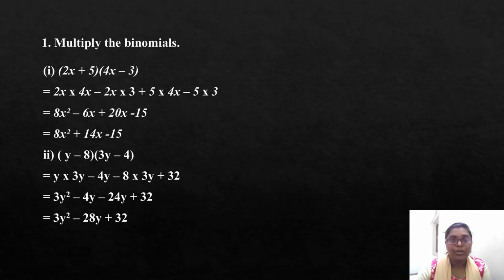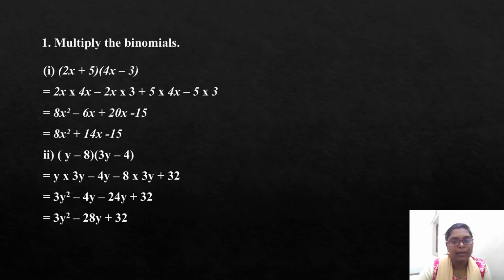In the previous exercise we saw multiplication of monomials. Monomial means it is having only one term. Binomial means it is having two terms. So if you see here, we are having two terms. One is 2x plus 5, another one is 4x minus 3. So here two terms we are having.